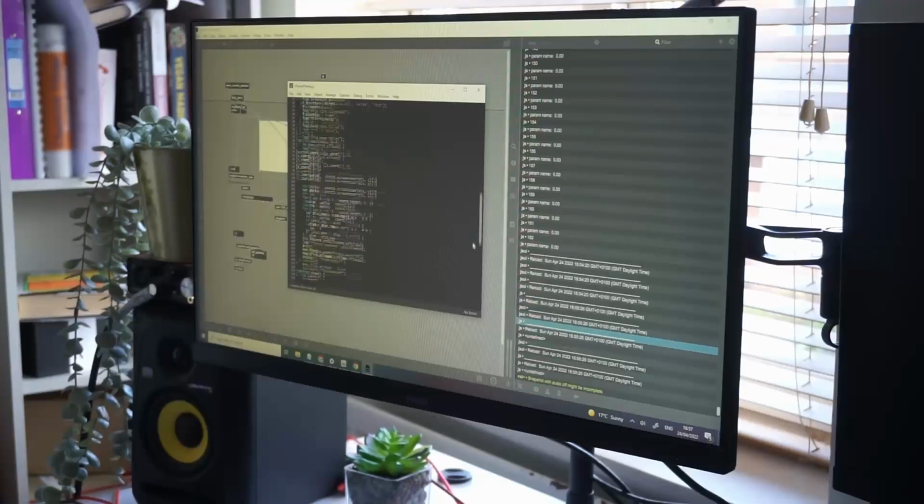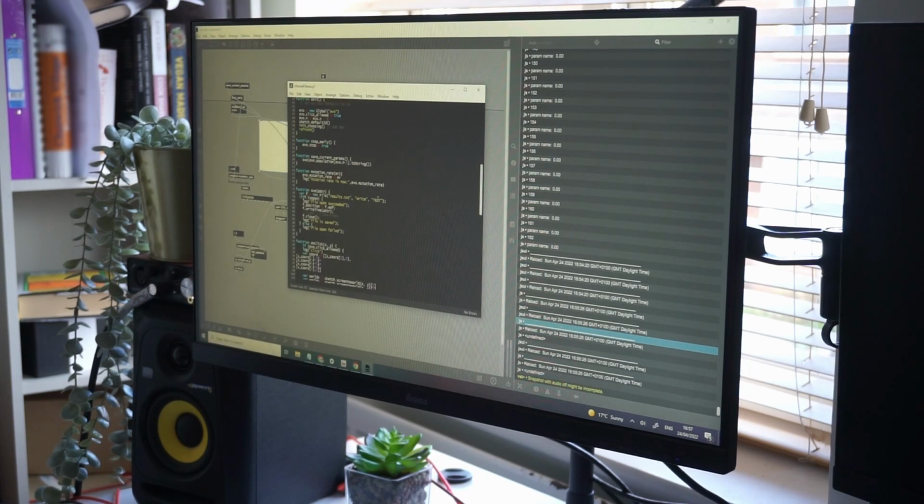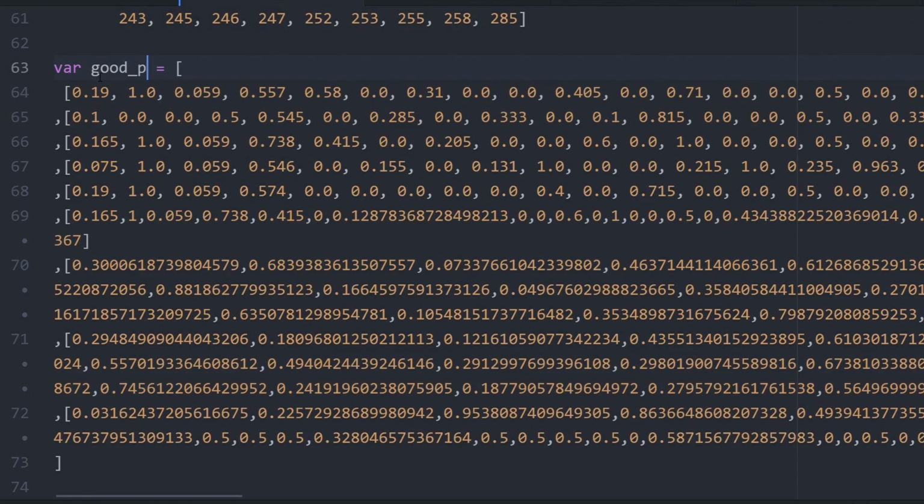So I decided, okay, what if I gave it some guidance as to what I think sounds good? So I changed the algorithm in the following ways. Number one, within the starting generation, I put in a few patches that I know I like. So I'm essentially forcing some good genes in there from the start, among all the randomly generated ones.